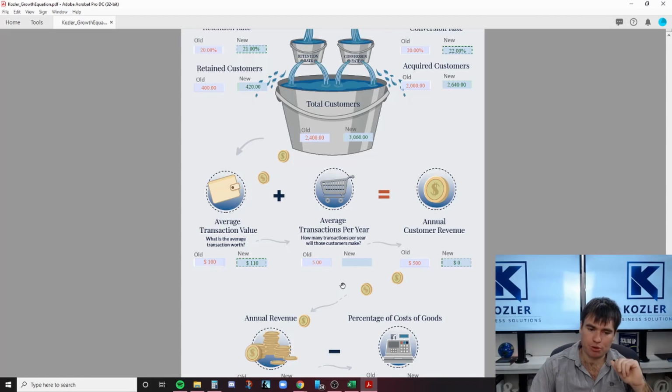So, transactions per year. How do we get more transactions out of the year per customer? Let's say these customers are currently coming in 5 times a year. How would we get them to come in more? And again, this will depend on the type of business that you have, whether this is an easy number to change. Some businesses it's super simple, some businesses it's quite hard.